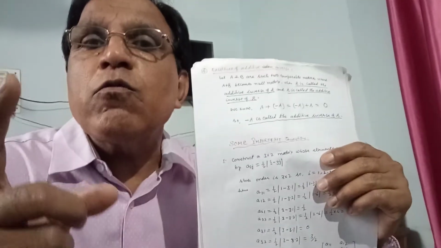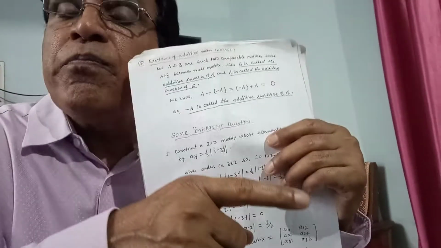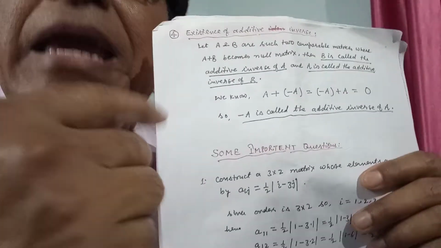Like in the number system, 5 plus minus 5 equal to 0. So we say that minus 5 is the additive inverse of 5. Similarly, if A plus B equal to 0, then B is said to be the additive inverse of A, and conversely, A is also said to be the additive inverse of B. Now let's come to the examples. A is the matrix, and taking the negative matrix of A as minus A, their sum will be minus A plus A equal to 0 matrix, right? It means the additive inverse of A is known as minus A, right?